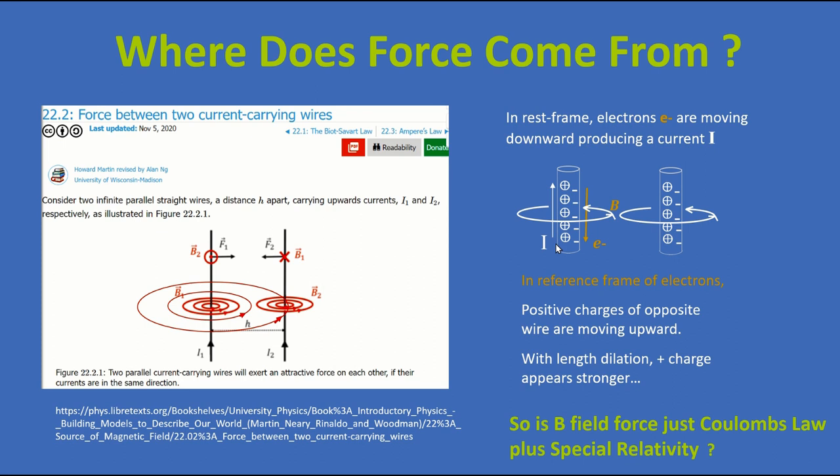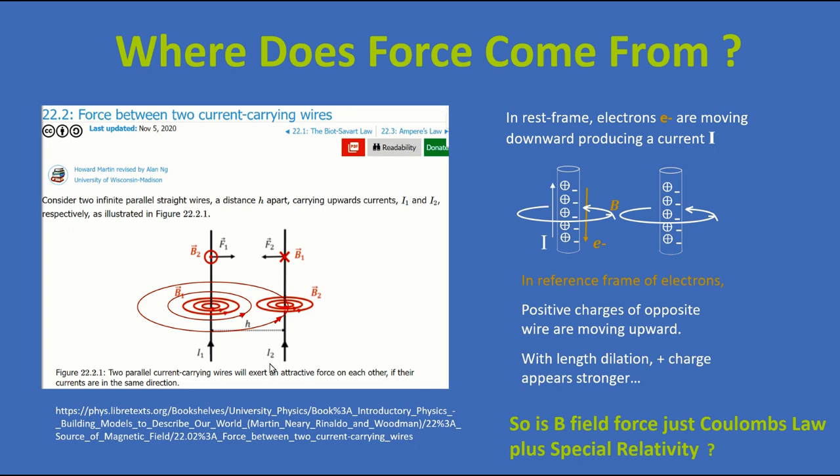Those are the atoms in the metal. These are the free electrons in the metal. So in this reference plane, at all times, the negative charges exactly balance the positive charges, and so there is no electric field from this wire. Now, the same is true of the wire on the right. Let's assume these electrons are moving as well in the same direction with the same velocity, so the currents are the same. I1 and I2 are the same.